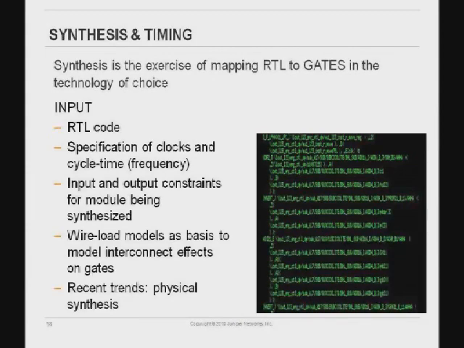So this is a very important step. This is the first step in getting from the logical domain into the physical domain. A recent trend, because in smaller geometries the physical effects are very, very important, is that some of the recent synthesis tools also take physical placement into account. They are called physical synthesis.